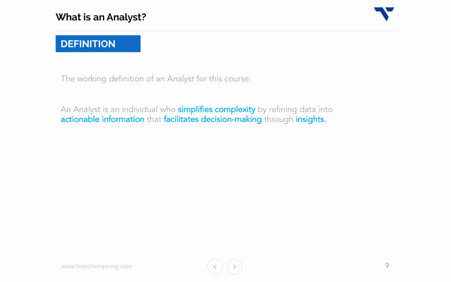So an analyst is an individual who simplifies complexity by refining data into actionable information that facilitates decision making through insights. So 1, they simplify complexity. 2, into actionable information. 3, through insights. And 4, those insights facilitate decision making. So that's what an analyst is. As you can see, an analyst is so much more than just a title.